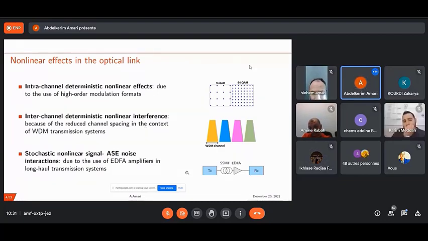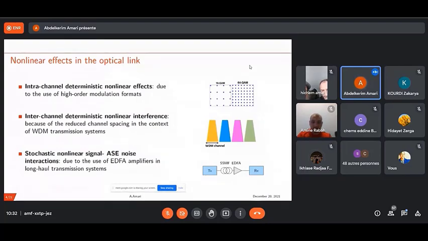In long-haul systems, where signal amplification is required using EDFA, erbium doped fiber amplifier, or other types of amplifiers, the interaction of the ASE noise due to spontaneous emission with the signal leads to the stochastic nonlinear signal-noise interaction.